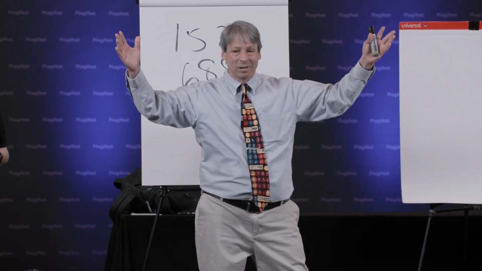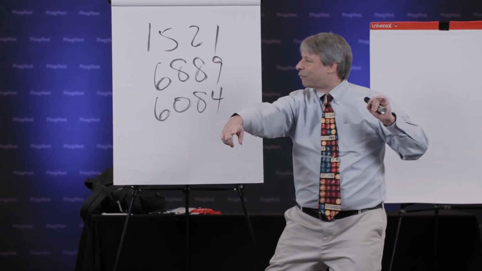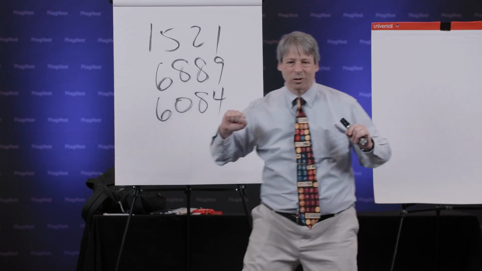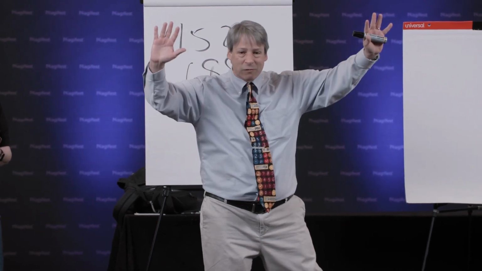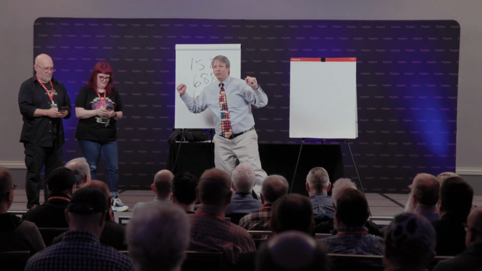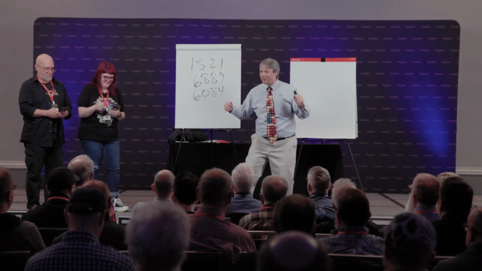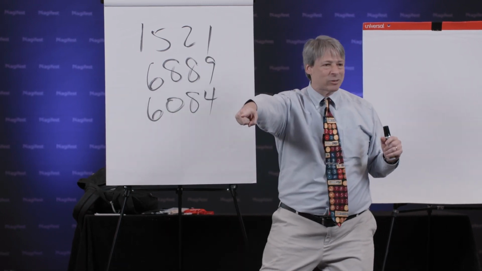A 3-digit number. 628 is 394,384. Good. How about another 3-digit number? What was that? 320 is 102,400 exactly. Good. How about another 3-digit? 989 is 978,121. Thank you very much.